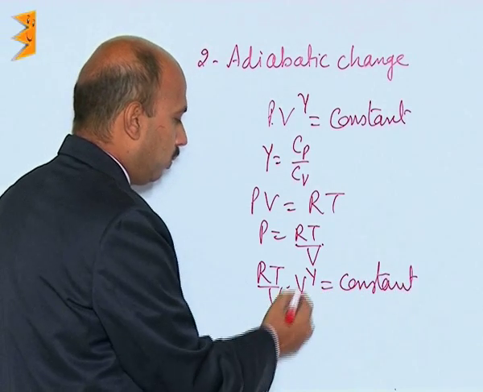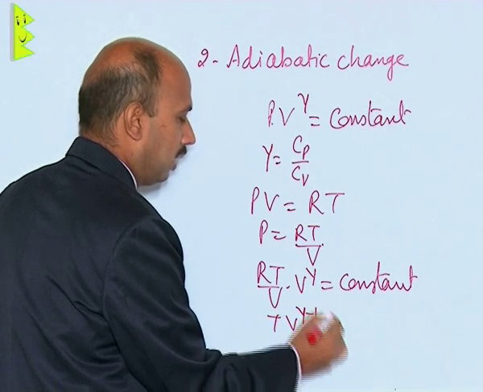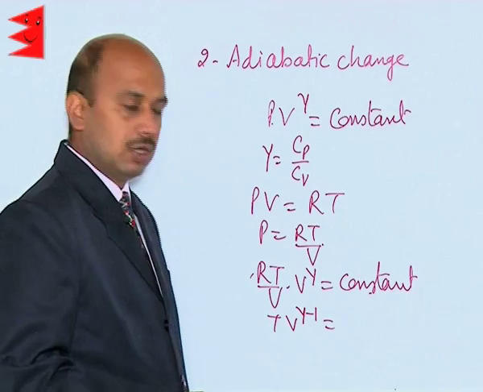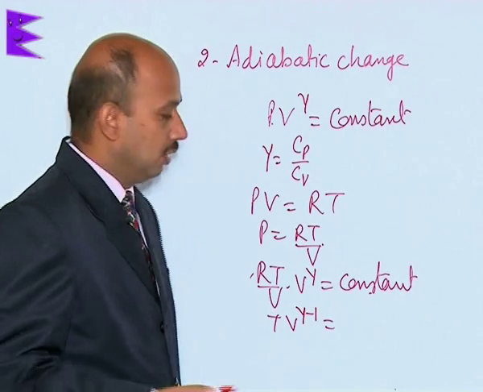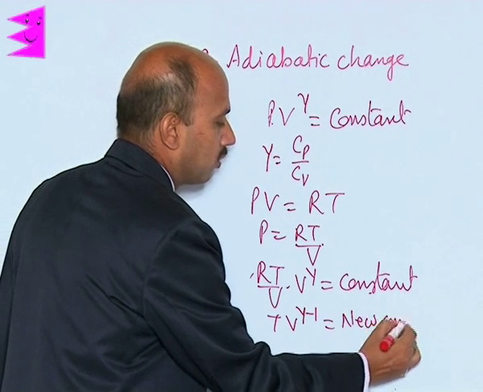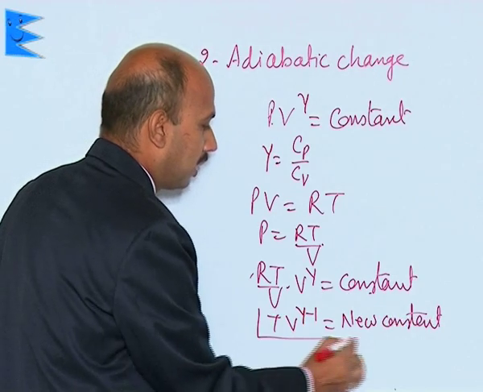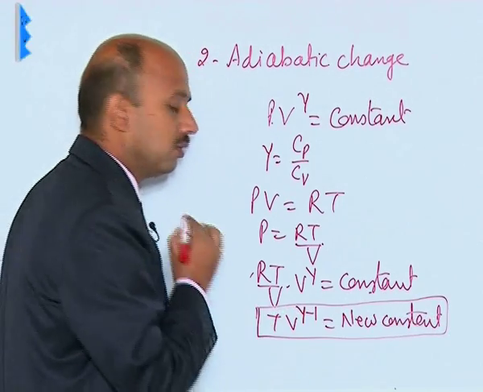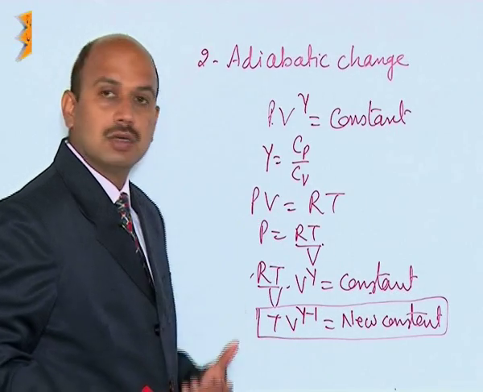So here we can write T V raised to power gamma minus 1, and this R will be coming here. So constant upon R also has a constant value, so that will be a new constant. So we can write TV raised to power gamma minus 1 is constant. So this is another relation for adiabatic change.